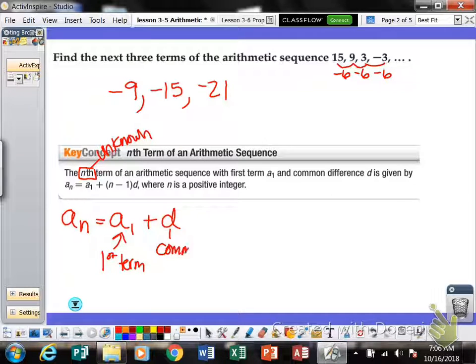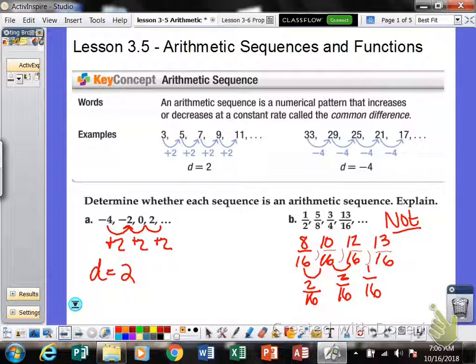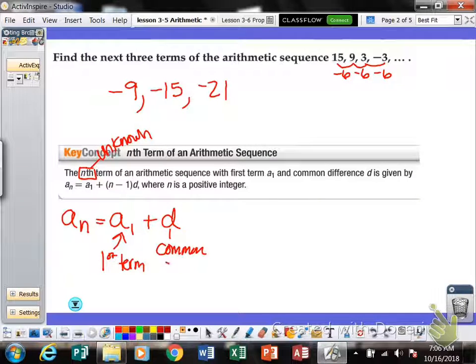I should say not common difference because it could be addition. Oh, they did call it a constant difference. Okay, so constant difference. But this is basically your constant. And then n minus 1, that is any positive integer for n. So that's just how we find that.